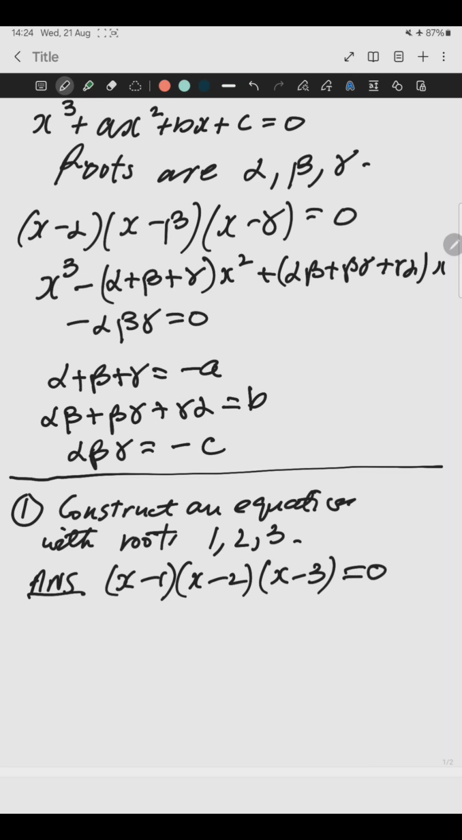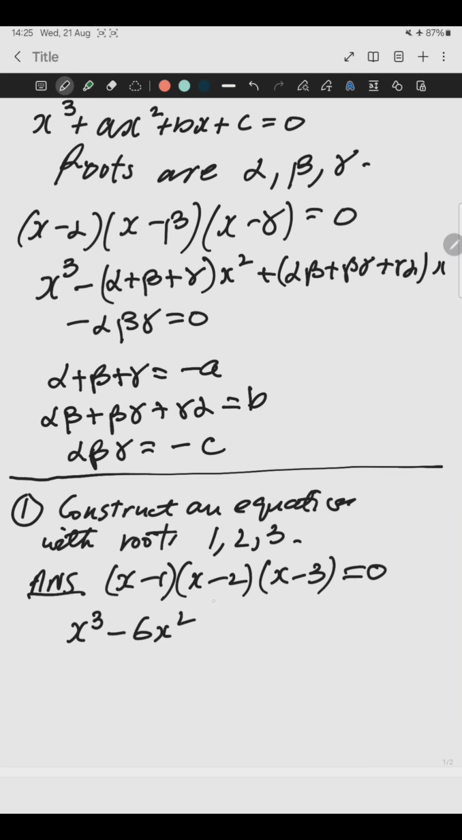So we can multiply that out or use what we've done earlier on. So first of all, you'll have x cubed. The sum of the roots is 1 plus 2 plus 3, which is 6. So that'll be minus 6x squared.